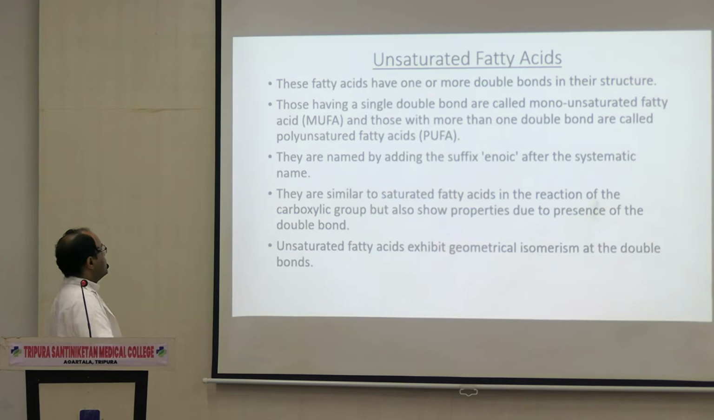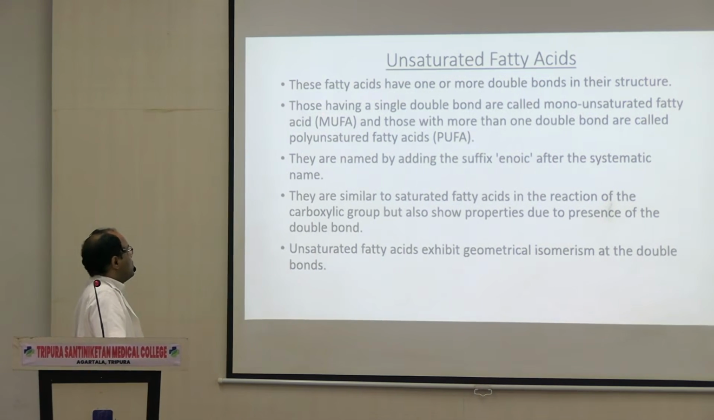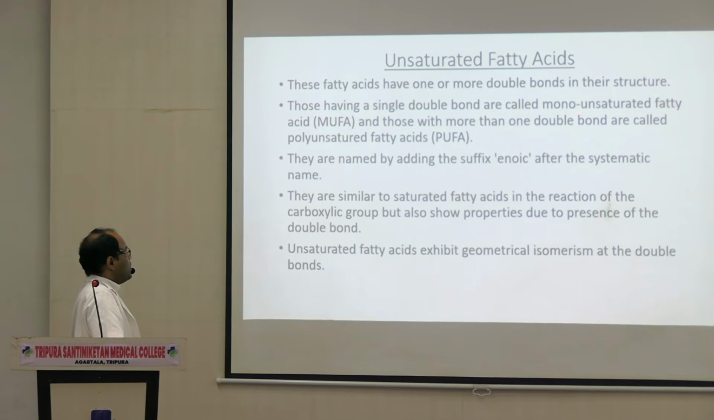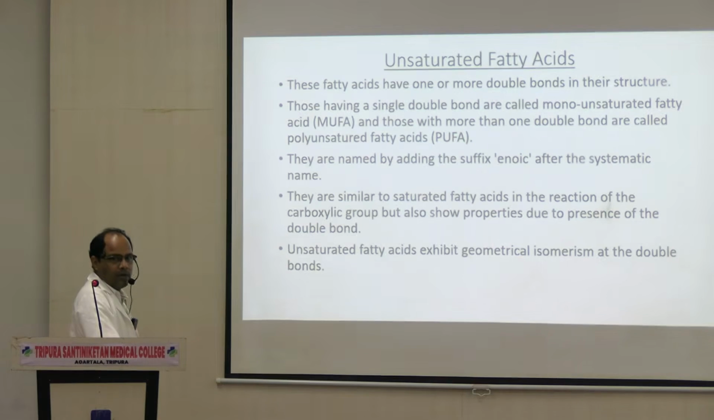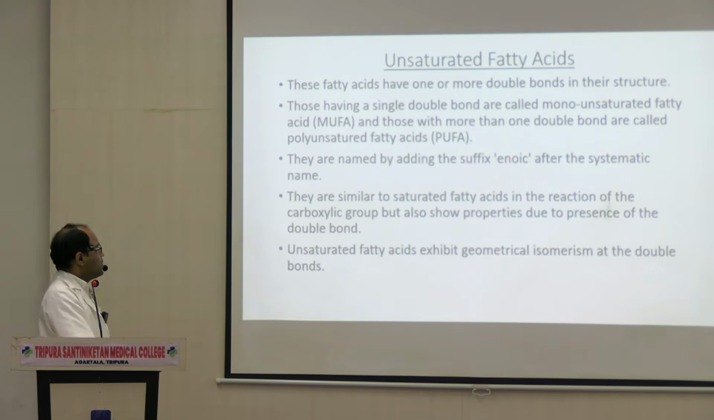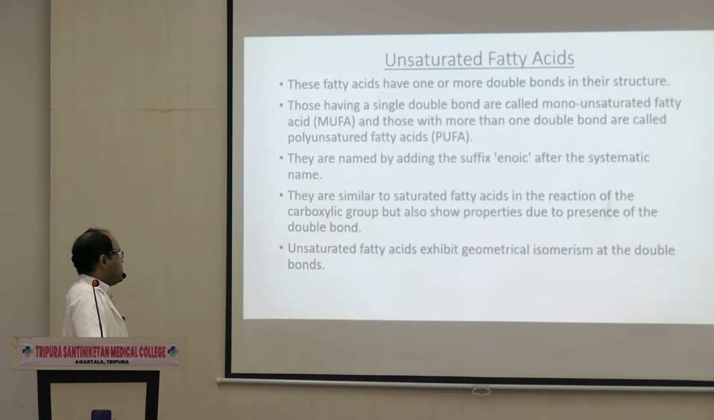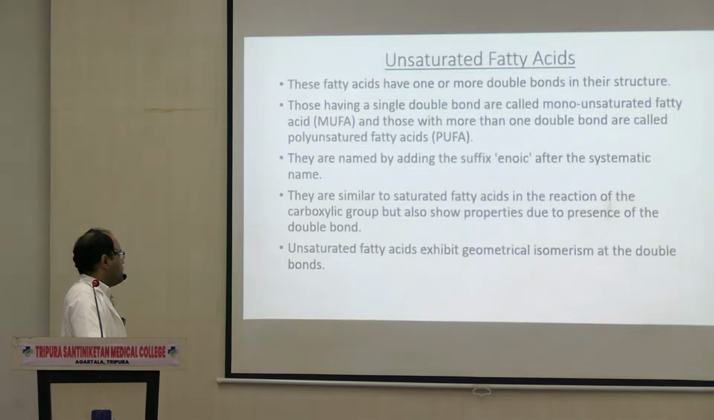Unsaturated fatty acids. These fatty acids have one or more double bonds in their structure. Those having a single double bond are called monounsaturated fatty acids or MUFA, and those with more than one double bond are called polyunsaturated fatty acids, PUFA. Okay? They are named by adding the suffix enoic after the systematic name. They are similar to saturated fatty acids in the reactions of the carboxylic group, but also show properties due to the presence of double bonds.